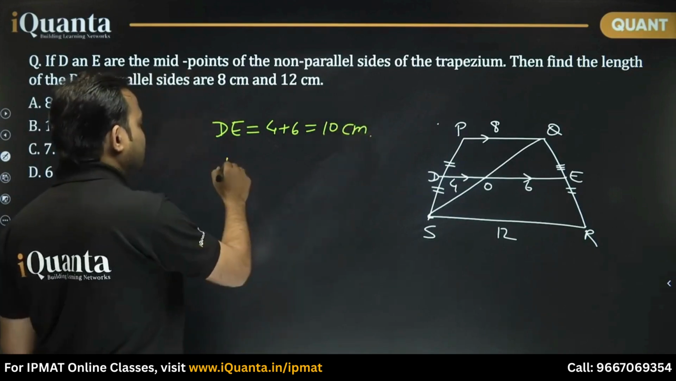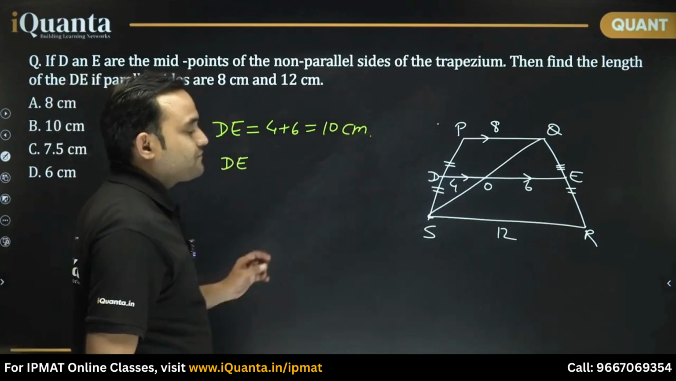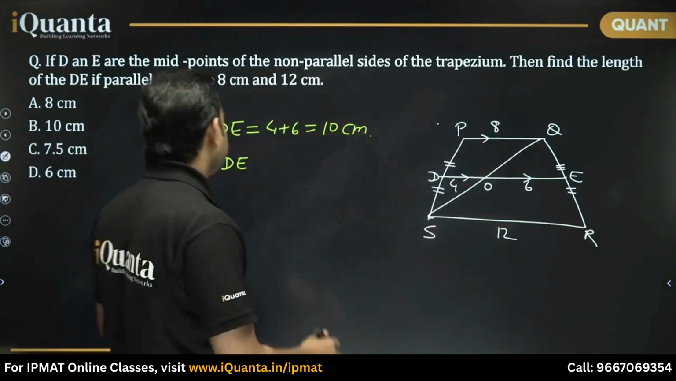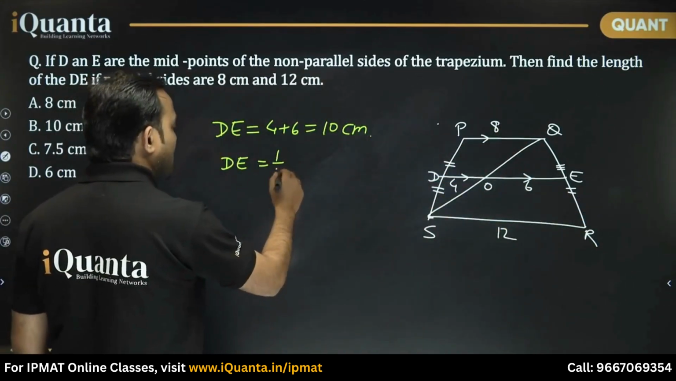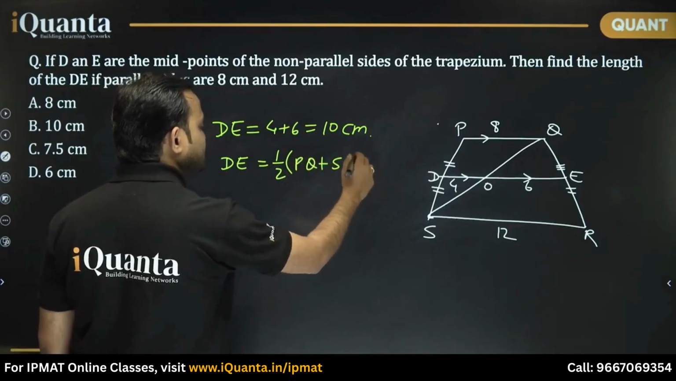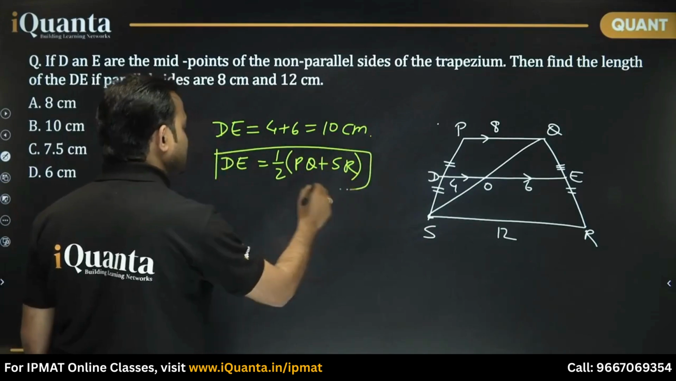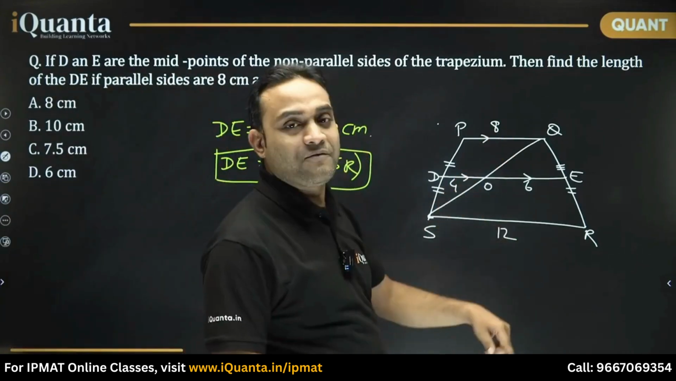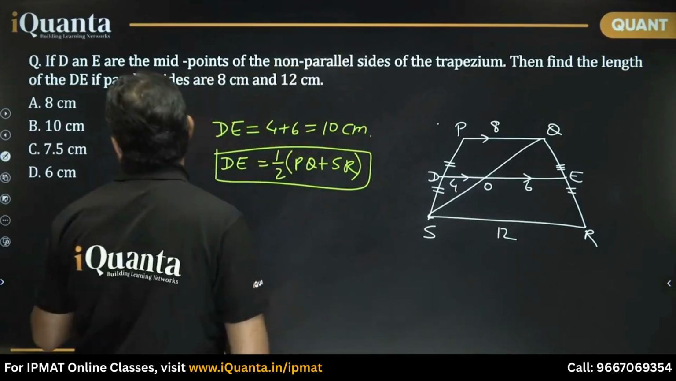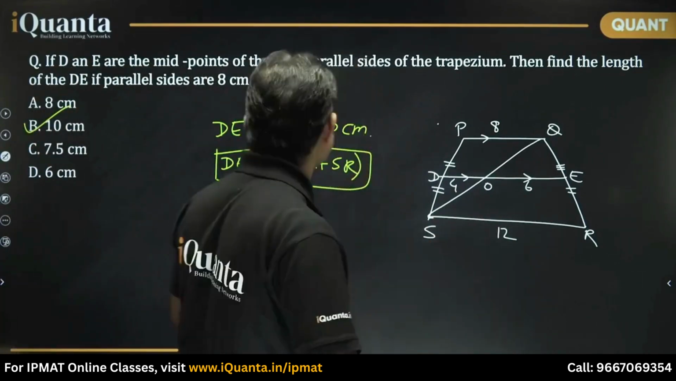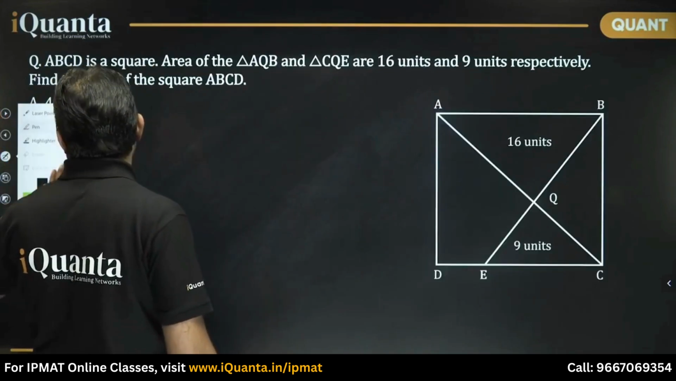Or you can directly remember this, that if D is midpoint of PS, E is the midpoint of QR, then DE will be equal to half of sum of parallel sides, which is PQ plus SR. So this is 12, this is 8, sum is 20, half of 20 is 10. So our answer is option B, right? Next question.